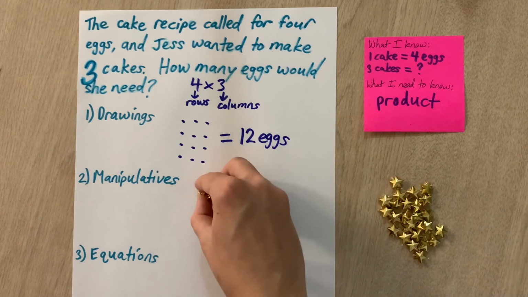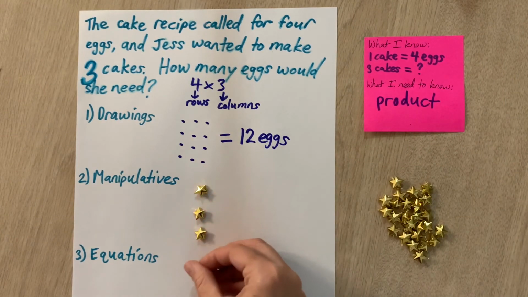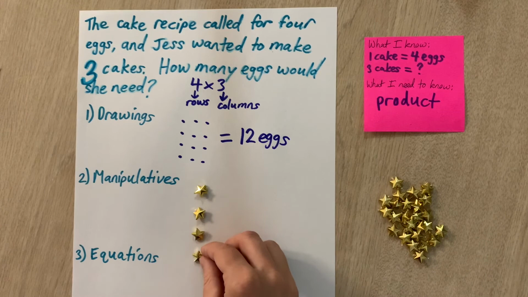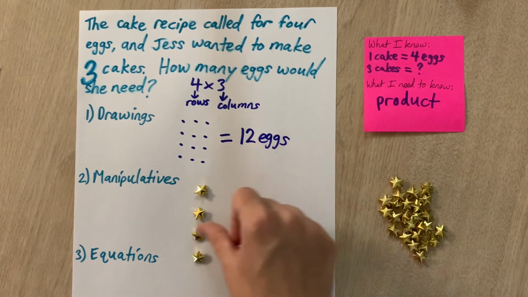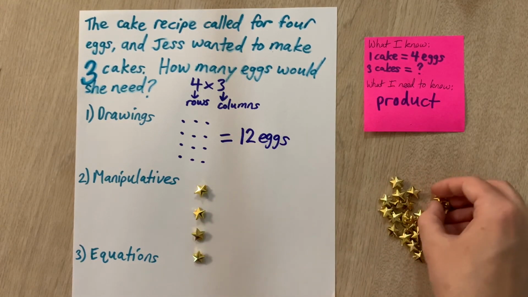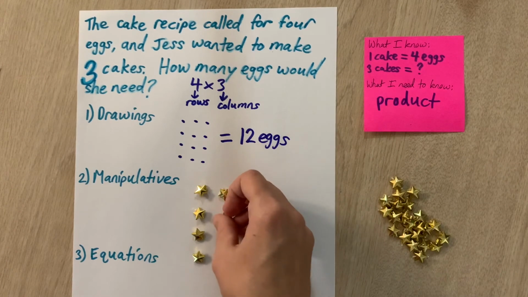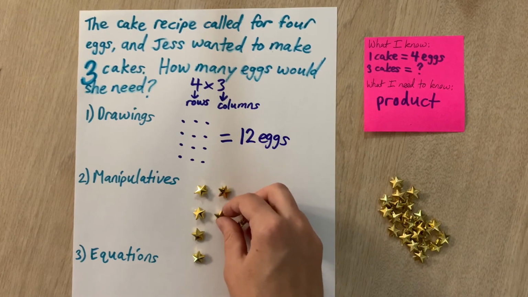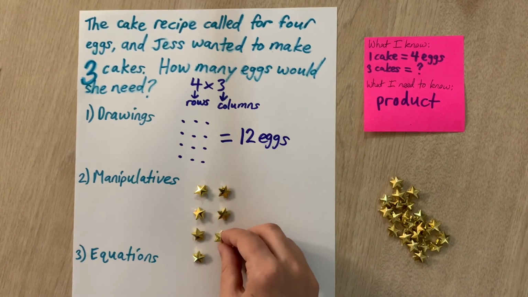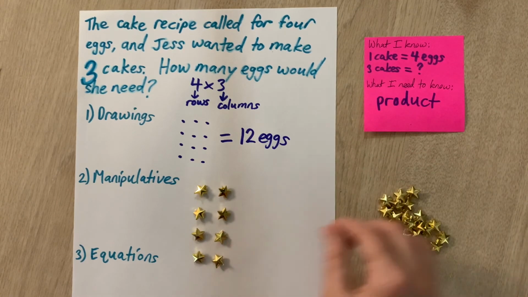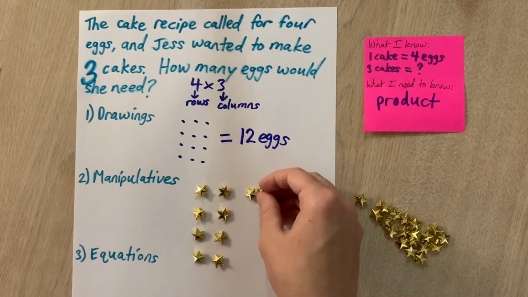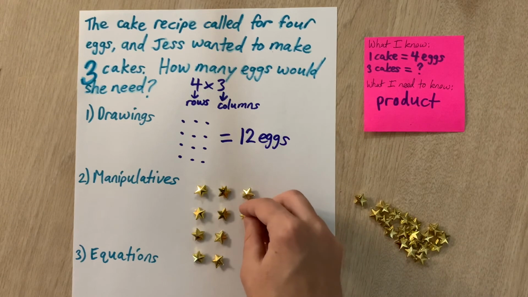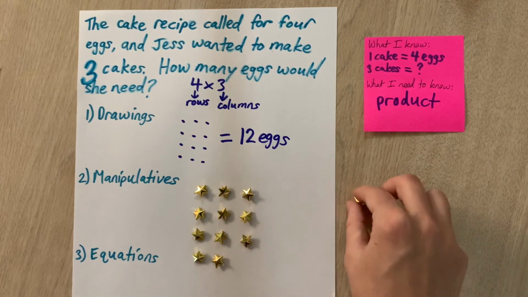So let's start off with making 4 rows. So we've got 1 row, 2nd row, 3rd row, and 4th row. And now we need to add some more columns. So I'm going to start by adding the 2nd column, and you can do the same with your manipulatives. Next, I'm going to add the 3rd column, and you can do the same with yours.